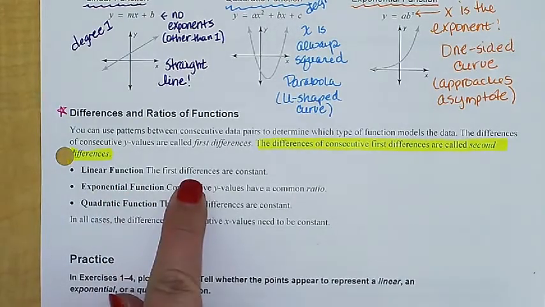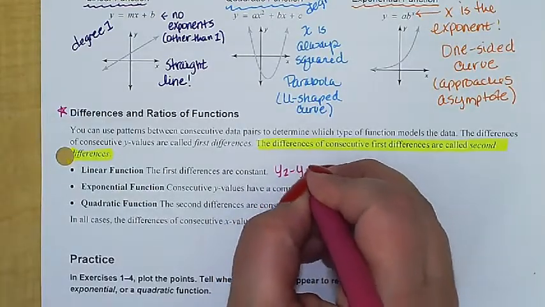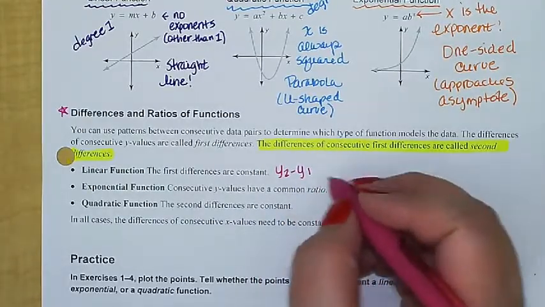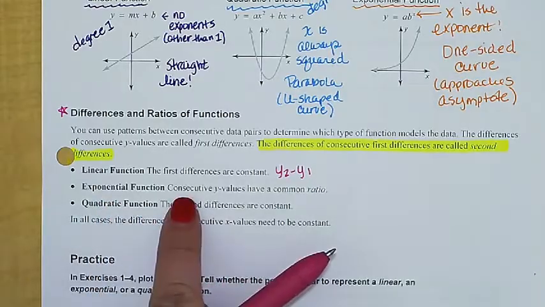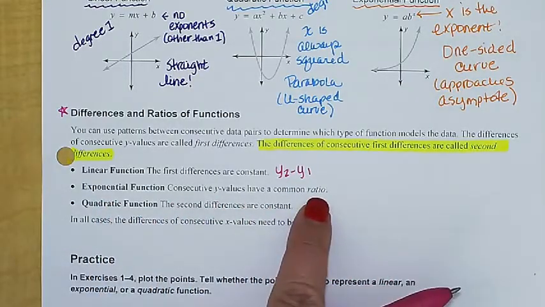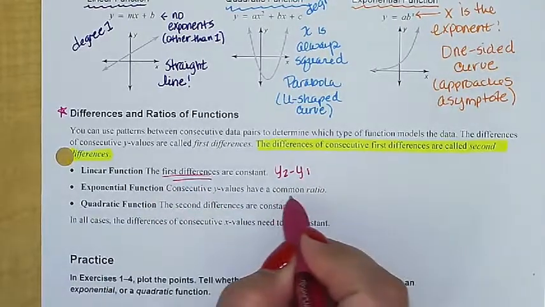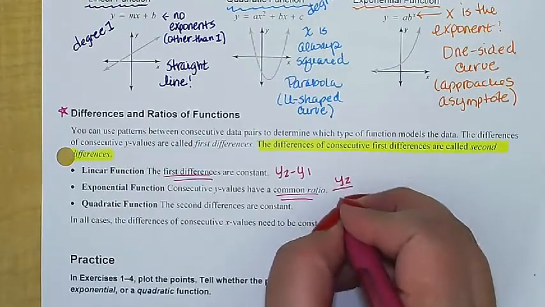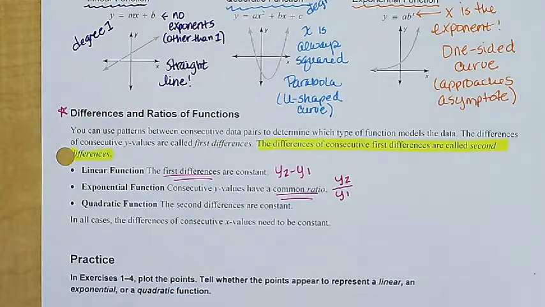Linear functions always have a constant first difference. So on the table, when we compare y2 minus y1 over x2 minus x1, if that rate of change is the same every time, then you know you have a linear. For exponentials, we look at consecutive y values and check to see if they have a common ratio. So linears, it's first difference. Exponentials, it's a common ratio. That's when we check if we divide y2 over y1, do we get the same constant number every time?